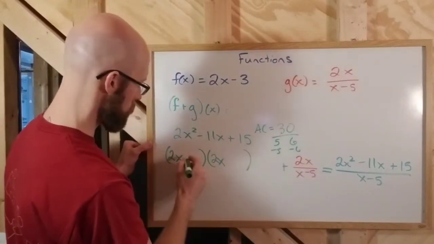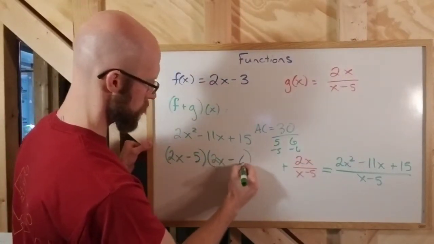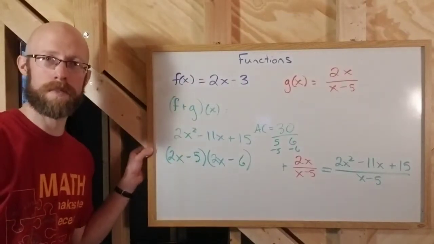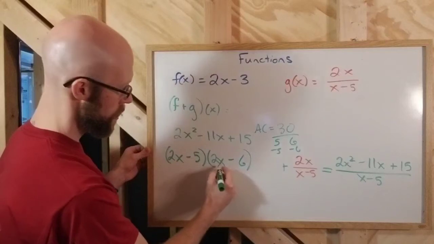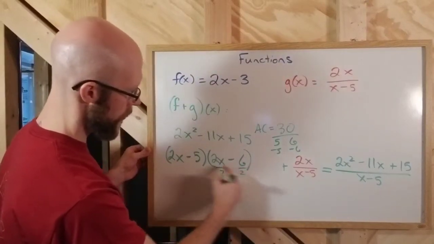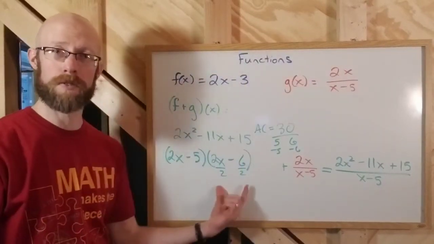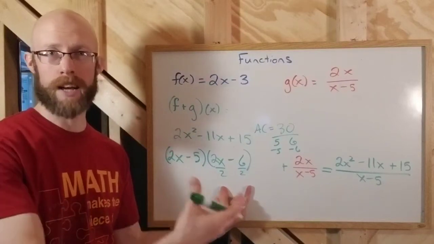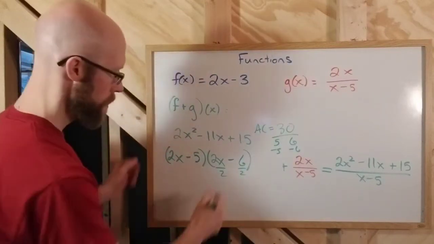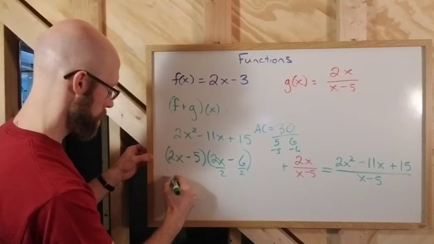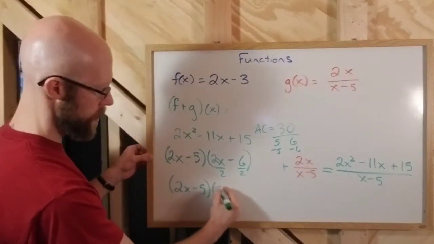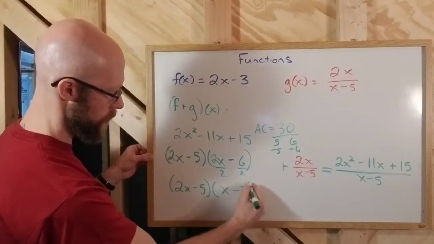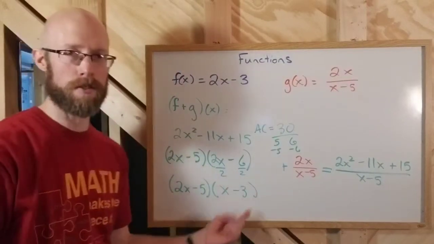Then I put the minus 5 and the minus 6 as the constants in the parentheses. Wherever there's a common factor, I divide out the common factor. 2 and 6 have a common factor of 2. That's my extra 2 that I need to factor out. And if I do that, I still have 2x minus 5 here. This side is x, this side is 3. X minus 3 is my other factor.